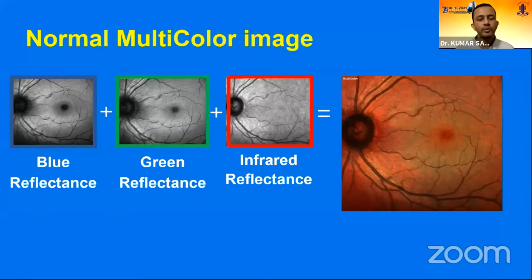So what does a multicolor image look like? As I said earlier, we use three laser channels: blue, green, and infrared. So we get three images. The individual images are called reflectance images. The image obtained by blue laser is called blue reflectance, and similarly green and infrared reflectance. For the sake of understanding, I have marked those images with a square of that particular color. If we combine these reflectance images, what we get is a multicolor image. So there are four things: the three reflectance images, and one combination of all of these, the composite or multicolor image.